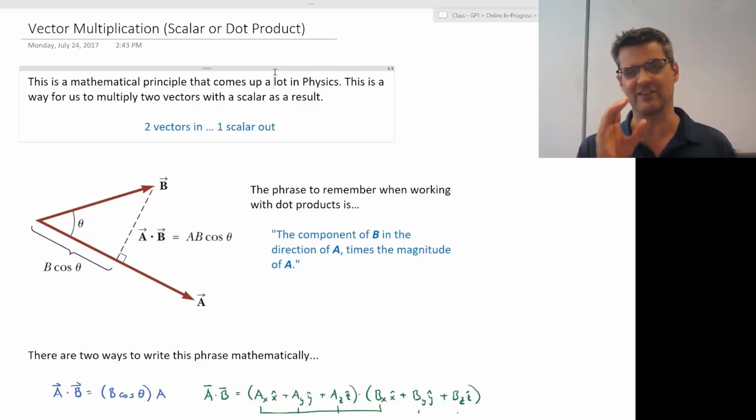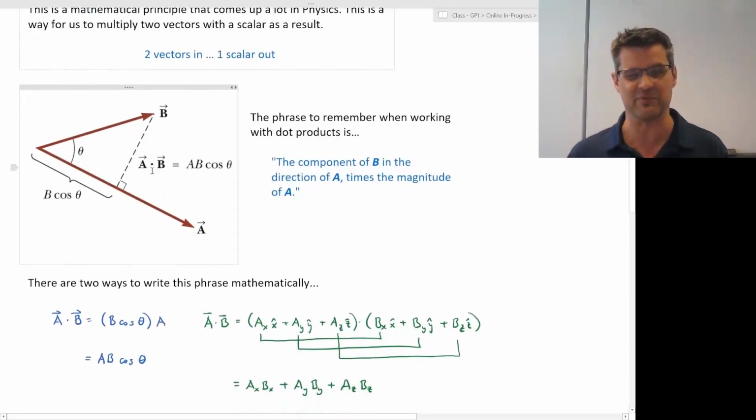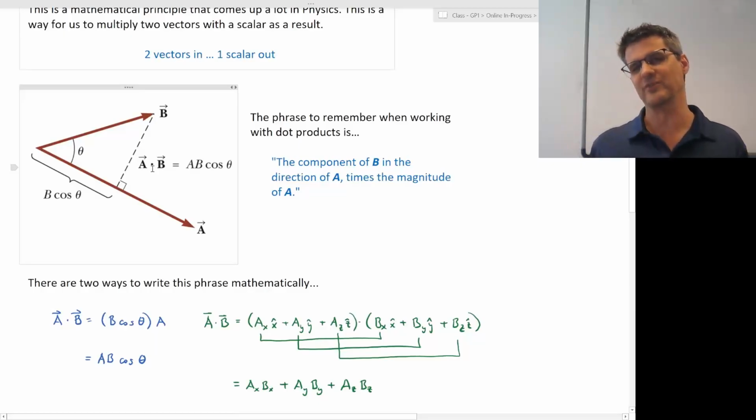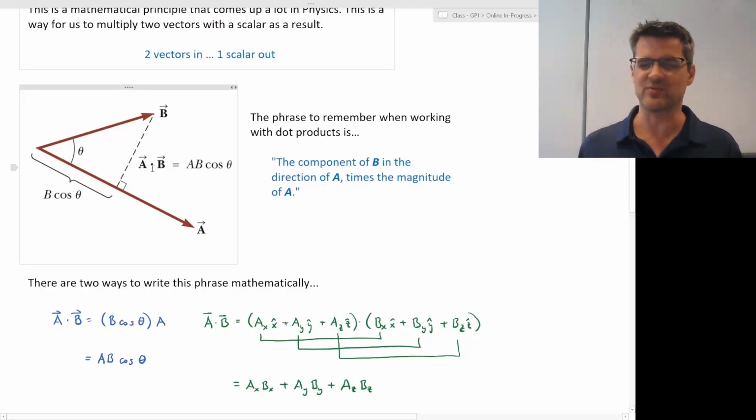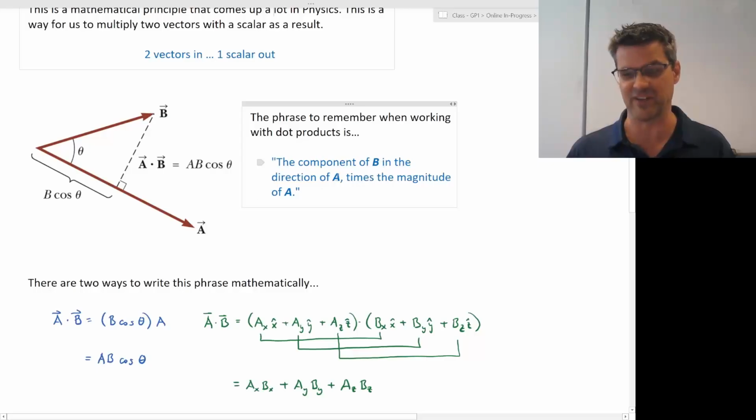And what we're doing is taking two vectors and putting them in, and one scalar is coming out. It's called the dot product because the operation is written with this dot. Now graphically, the way you calculate the dot product is you look at the component of some vector in the direction of the other vector. And then you multiply, so here the component of B in the direction of A times the magnitude of A. So A has a magnitude. There is a component of B in the direction of A. That's some magnitude.